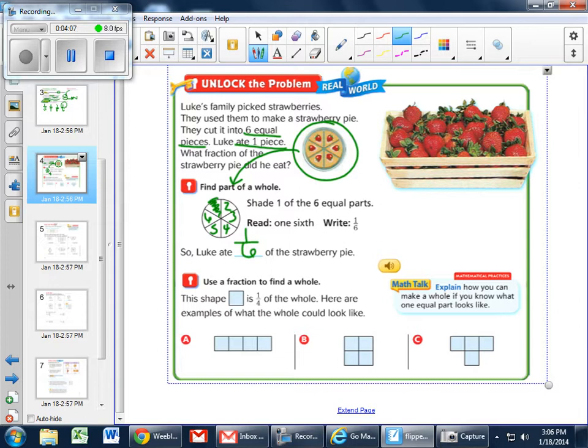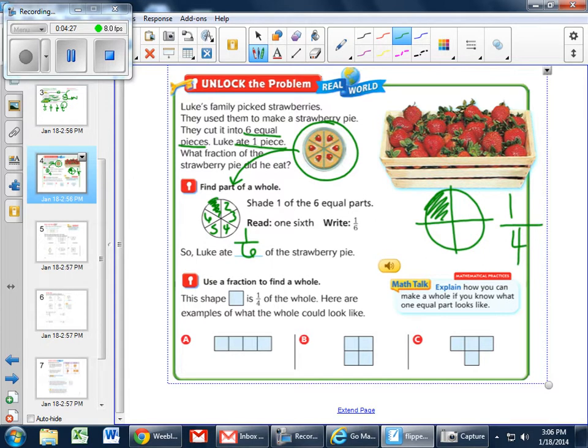Remembering 1/6, since it has a 1 on the top, is called a unit fraction. So if they would have cut that pie into 4ths, and he would have eaten 1 of those, your total number of 4 goes on the bottom. He ate 1 of them. He would have eaten 1/4 of the pie.